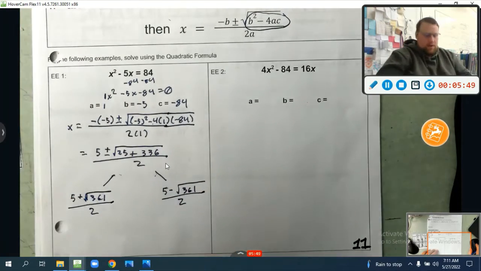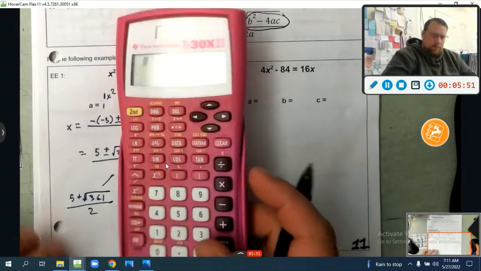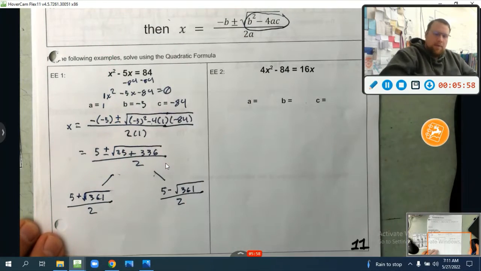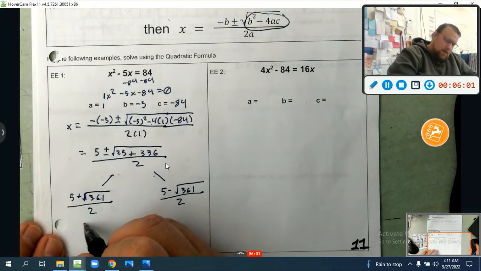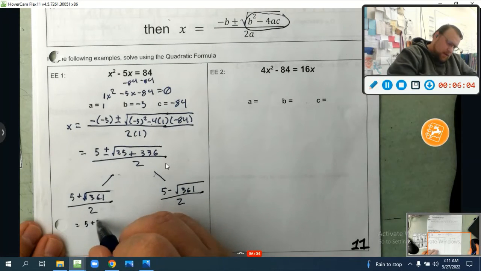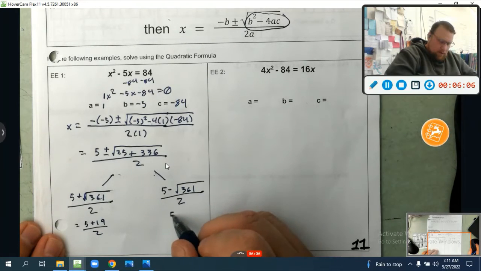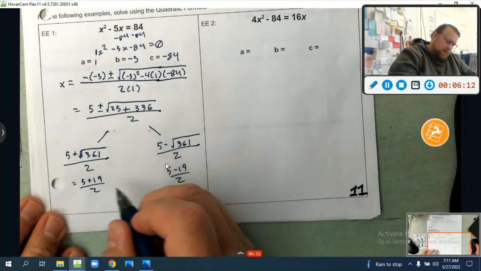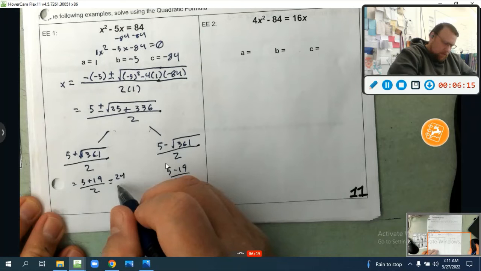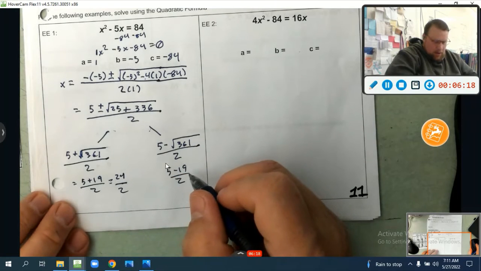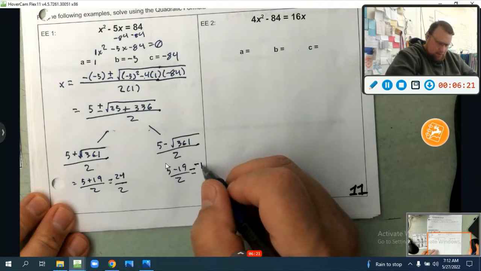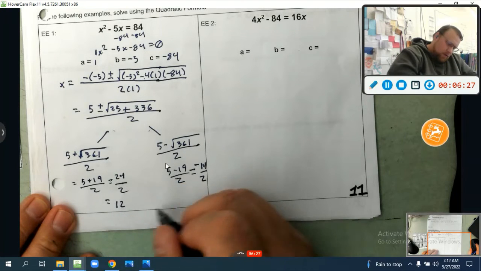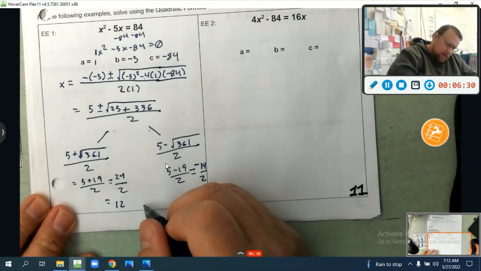What is the square root of 361? Ooh, 19 came out exact. So this equals 5 plus 19 all over 2, and 5 minus 19 all over 2. And I'll work this out in detail, although I usually cut some steps here. So that's just 24 over 2. And that is, what, negative 14 over 2. So this becomes 12 or negative 7.